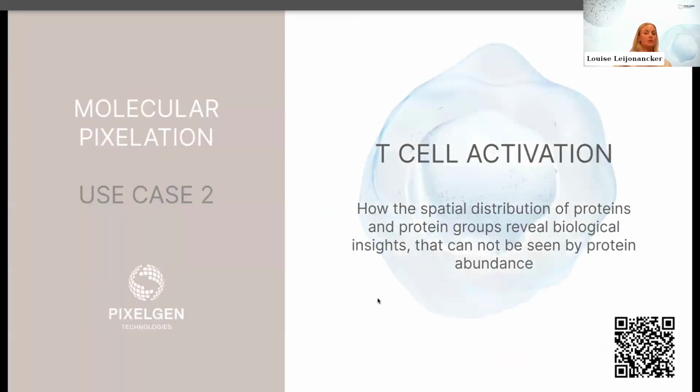And then we have the second use case, and now I want to talk more of a basic biology use case, T cell activation. Here we looked at how the spatial distribution of proteins and protein groups reveal biological insights that cannot be seen by protein abundance. This is actually an app note of ours. So I have the QR code here, but otherwise you can just go into the resource page of the web page if you want to read the full story on this one.